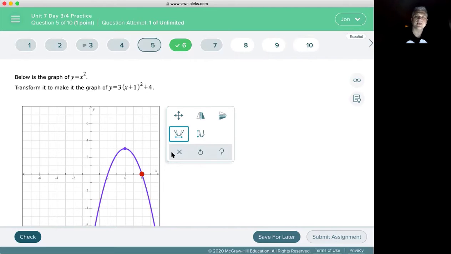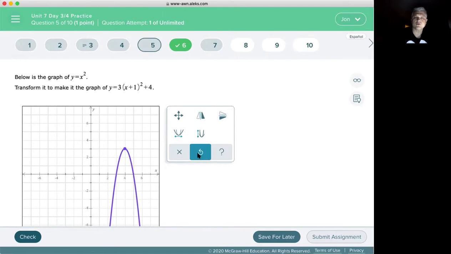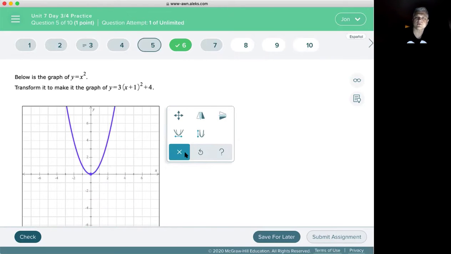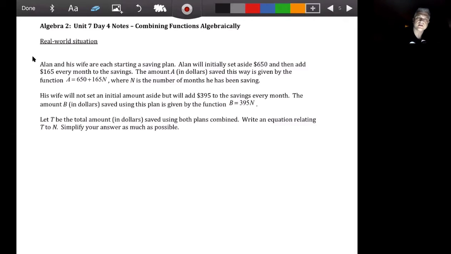Okay, so that's just a quick little tutorial on these. If you want to undo your last move, you hit this button. If you want to go straight back to the beginning, you hit this button. Okay, so I'm going to unshare this screen, and we are going to go back to the regular notes sheet. Okay, so the day 4 section of our day 3-4 notes. This first real world situation topic, I think you'll find this pretty simple. It's basically taking Algebra 1, combining like terms and applying it here. So let's check it out.